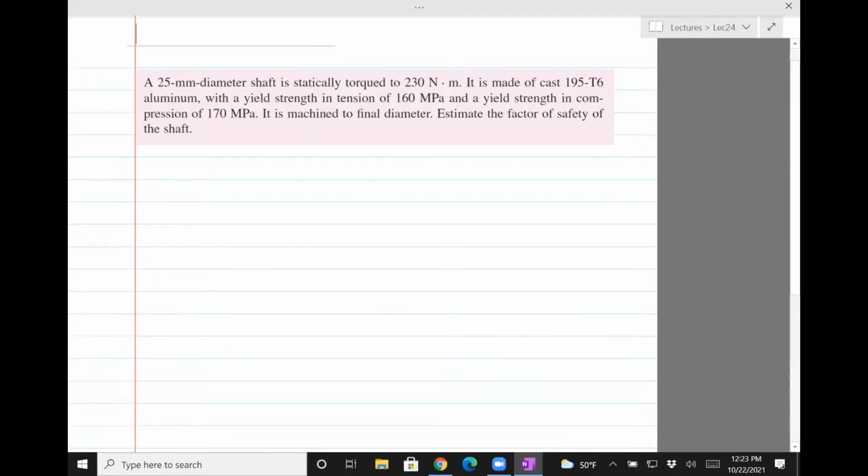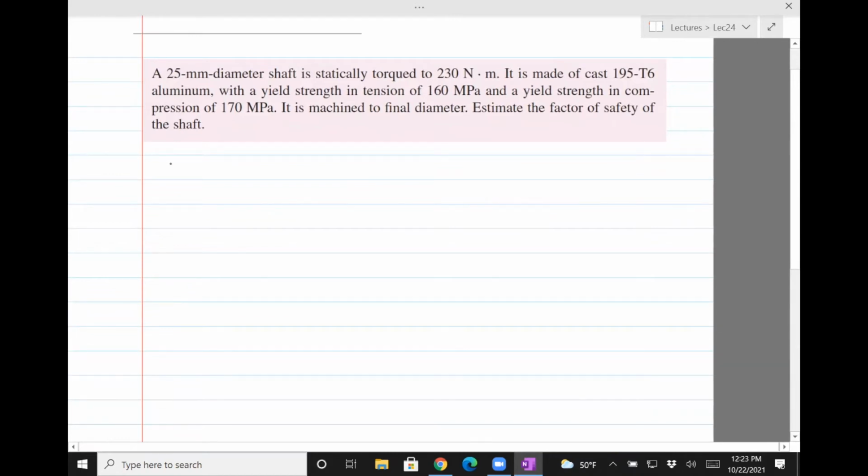Okay, so here you are given this critical information that the strength in tension is 160 and strength in compression is 170, and that should ring a bell that the strengths are different, which means you cannot apply the maximum shear stress and distortion energy theories because they don't account for that. Okay, so the diameter is 25 mm, and the torque is 230 Newton meters.